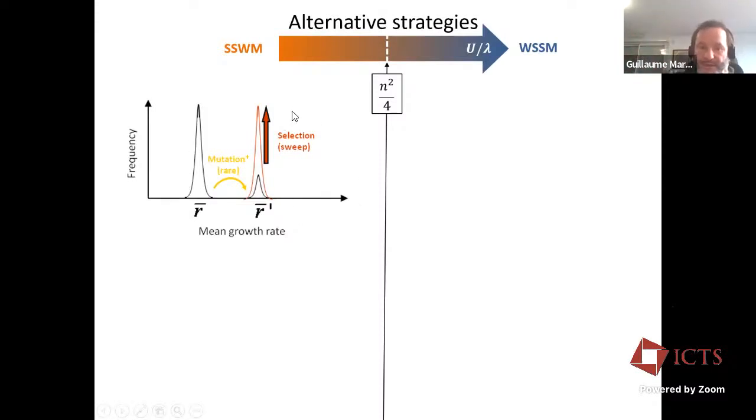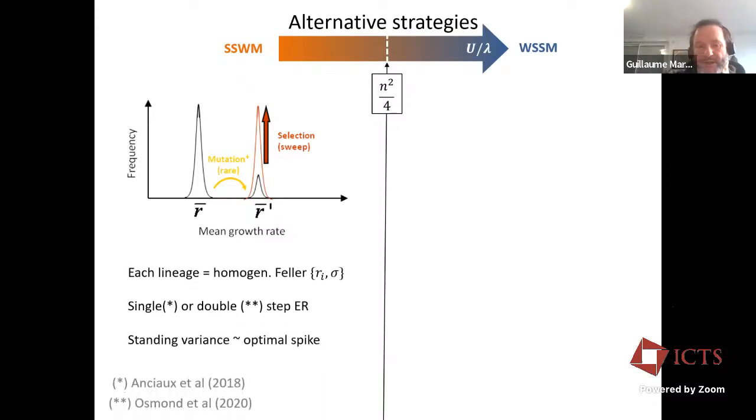So in this case, we have a simple genetic basis, but in exchange for that, we have to deal with fully stochastic dynamics. Each lineage is modeled as a homogeneous Feller process, with a given R_i and sigma, and we can deal with single or double step evolutionary rescue. The standing variance is almost like a spike with some rare standing variance. These are the two papers where we use that.